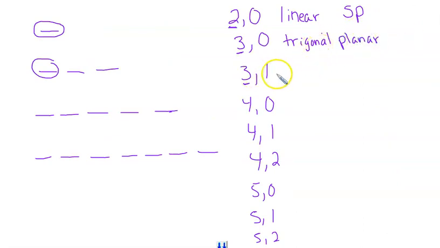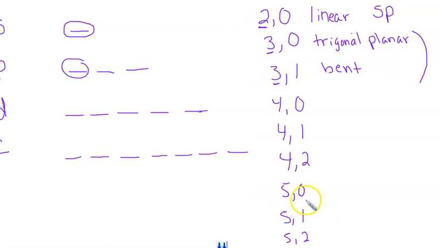Okay, the 3,1 is called bent. So these are the names, and I would tell you to kind of learn this. Both of these have 3 spots to hybridize. 3 things are going to hybridize. So both of these have the same hybridization going on.